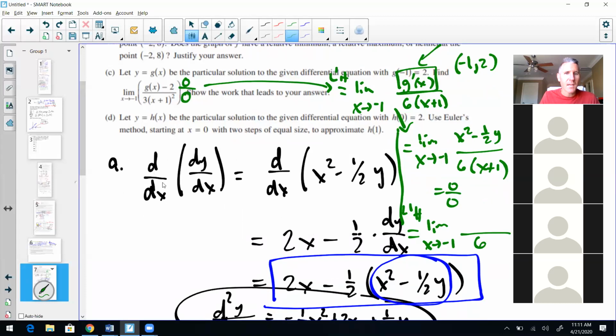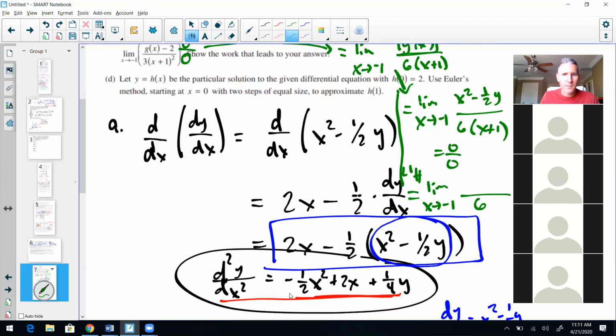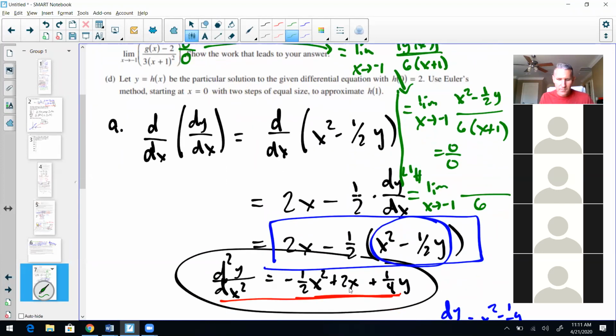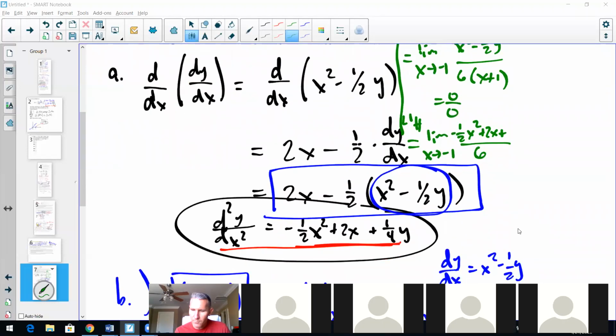Remember, this is the second derivative of y with respect to x. So I'll just put this there: 1/2 x squared plus 2x, I have right here. So -1/2 x squared plus 2x plus, what just happened? Uh-oh. I don't know if you guys just saw that. I don't think you did. Good. I'm going to move this down there. Plus 1/4 y.